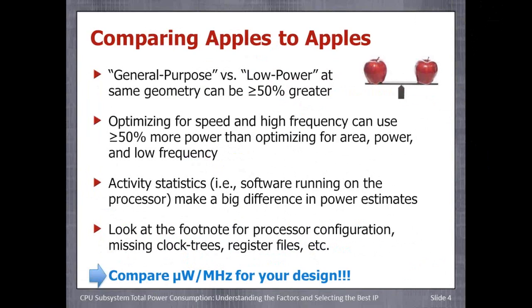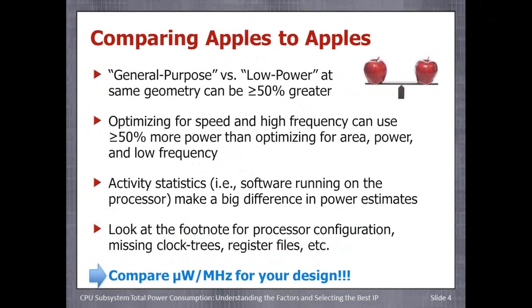Something that is many times overlooked is the activity statistics. The power of any processor heavily depends on the software that the processor is running during power simulation. For example, power while the processor is only using the register file and the ALU can be much smaller than the power while the processor is accessing the memory and using the floating point unit. So comparing the alternative processors running the same software and mapped on the exact same technology using the same tools is essential.